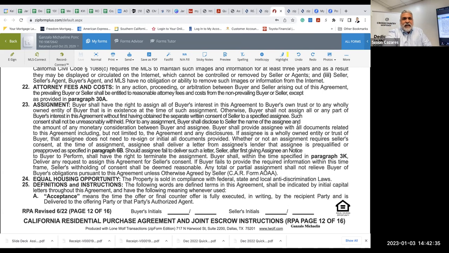Seller, the name of the assignee, and the amount of any monetary consideration between the buyer and assignee. So there it is, Steve: you're divulging that information. If I'm buyer A and I'm going to wholesale it to buyer B and make a profit of 10 or 20,000, what the contract says is that we have to divulge that information to the seller, along with the name of the assignee. Simon is not going to buy the property, but Jimmy is. It also says that the amount of any monetary consideration between the buyer and the assignee must be disclosed. Buyer shall provide assignee with all documents related to this agreement, including but not limited to. So there you go, Steve.